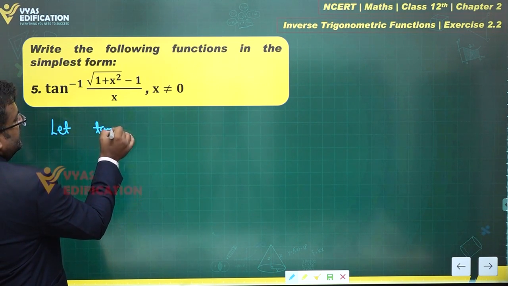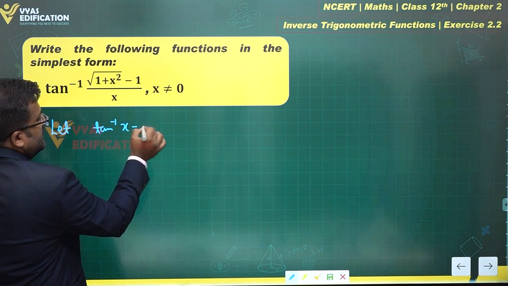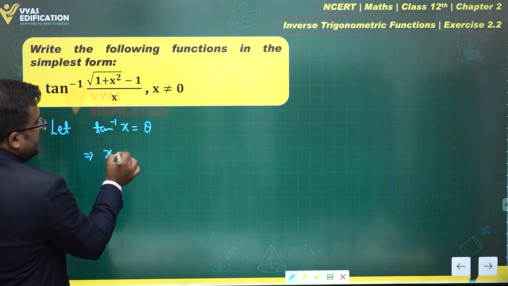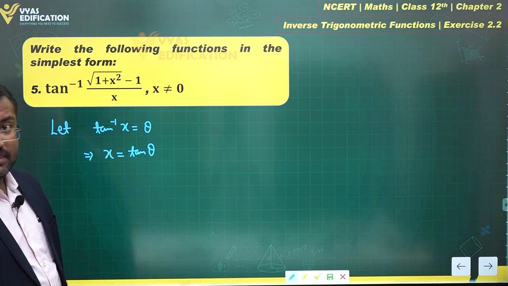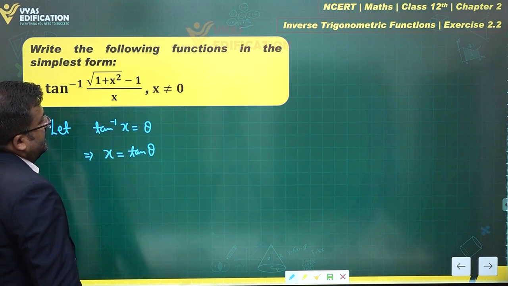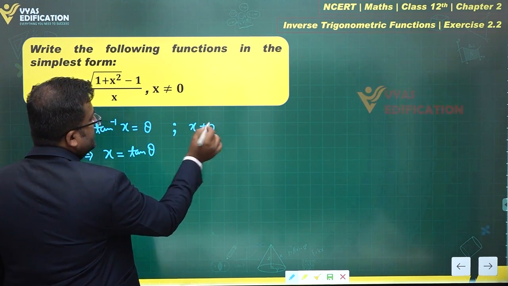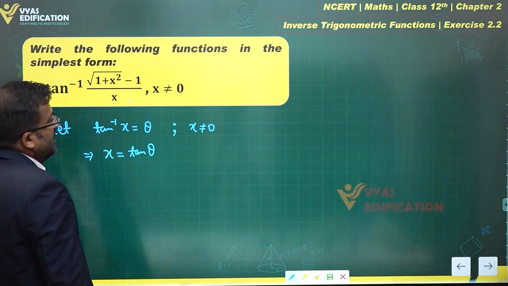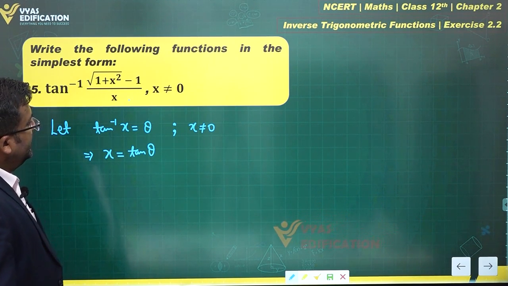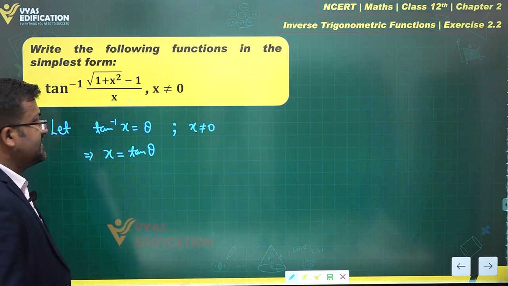tan inverse x equals theta, which actually gives me x equals tan theta, right? This is what you get. Okay. Now what about this x? It is given that x is not equal to 0. That's the domain of this. Therefore, theta will not be 0. That's a simple thing. Anything else? No, nothing else.